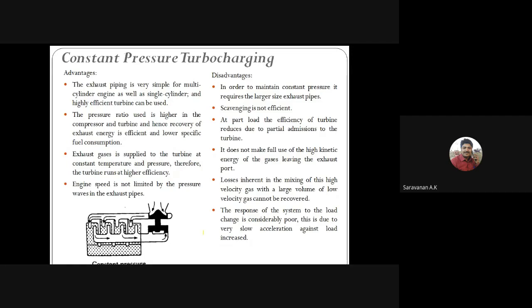So the loss in the mixing of the high velocity gas with a large volume of low velocity gas cannot be recovered. Then the response time of the system may get poor. Why? Because of the slow acceleration when the load of the engine is increased. So these are all the advantages and the disadvantages.